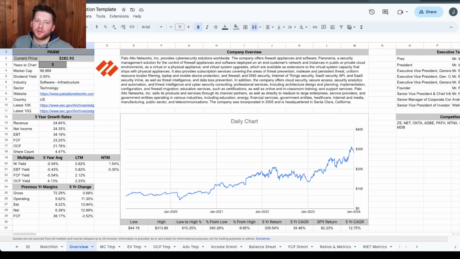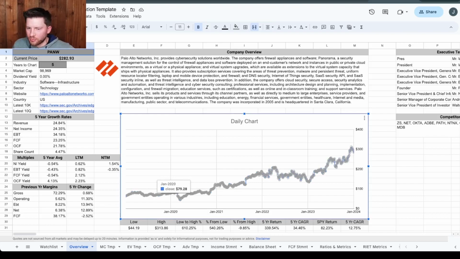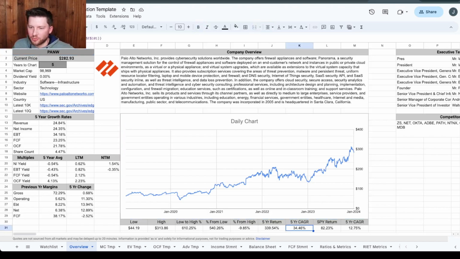Today we're going to be checking out Palo Alto Networks, ticker symbol PANW. Let's dive on into the five-year chart here. We can see that it has been running for the last 5 years. It's up a pretty decent amount. Five-year CAGR has been 34%, five-year returns 339%. From low, 540%, you know, it's mooning. Market cap about $98 billion.